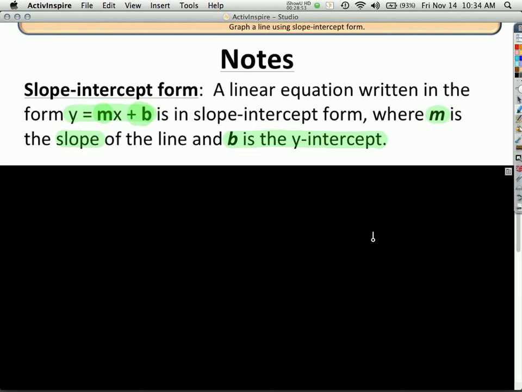This is a form of an equation. It's called standard form. This is a formula that we use to calculate something. This is a form of an equation. This and this are the same thing.